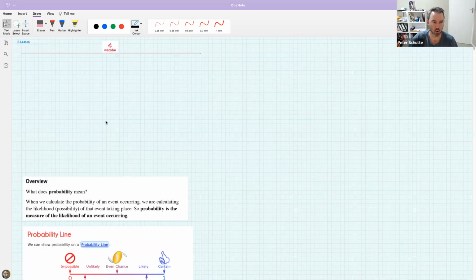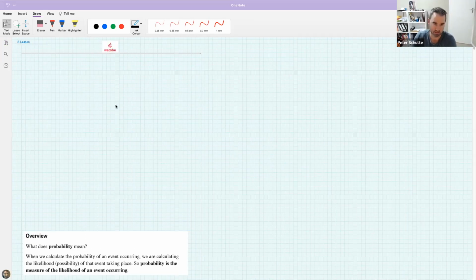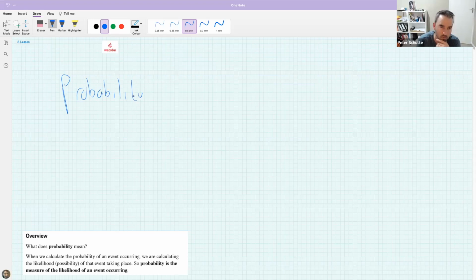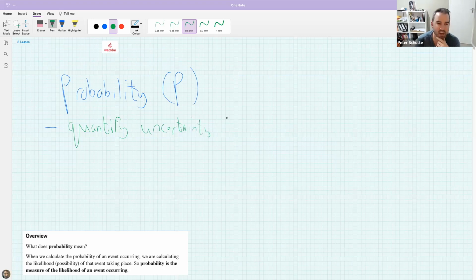Okay, let's talk about today's topic, which is probability. And what is probability really all about? Often you see we use the letter P, probability, for obvious reasons. And really what we do with probability is we try to quantify uncertainty. Now, there's a bit of vocab involved, but quantifying uncertainty really means that we just give it a number.